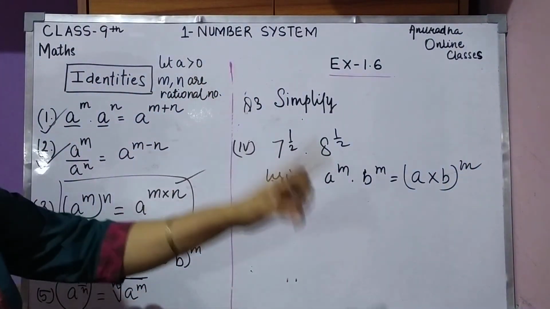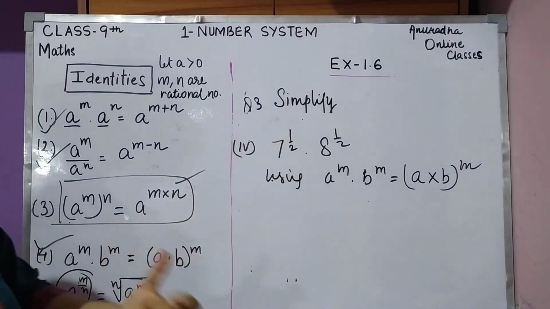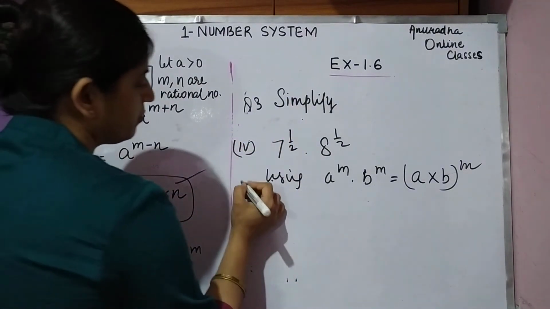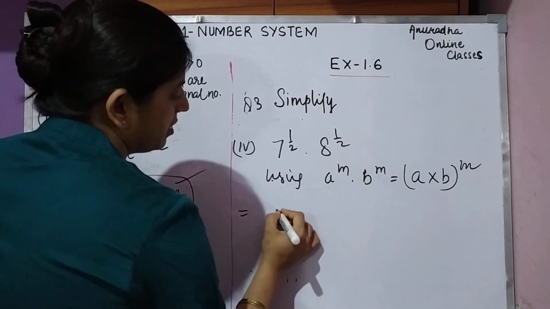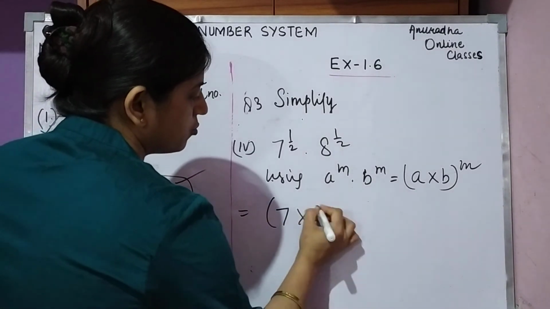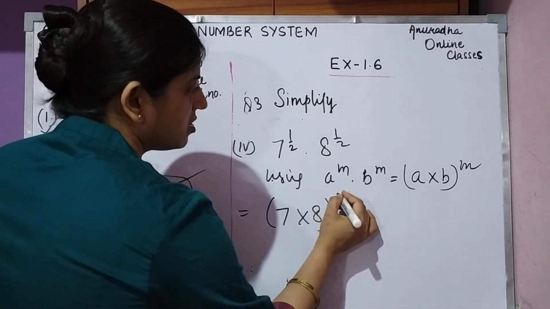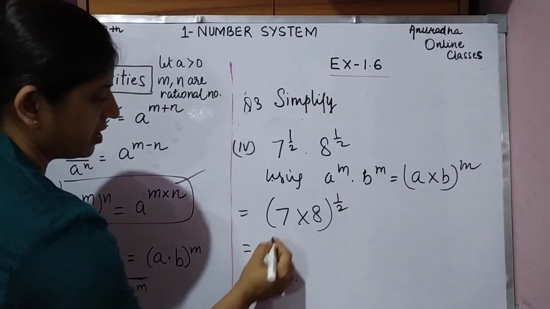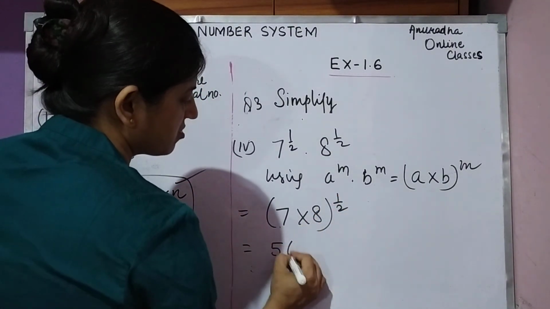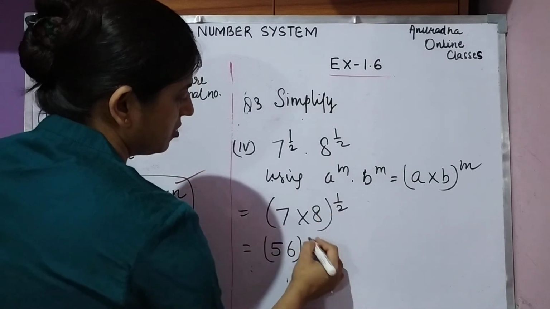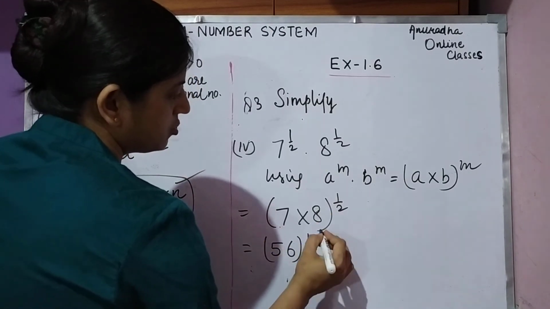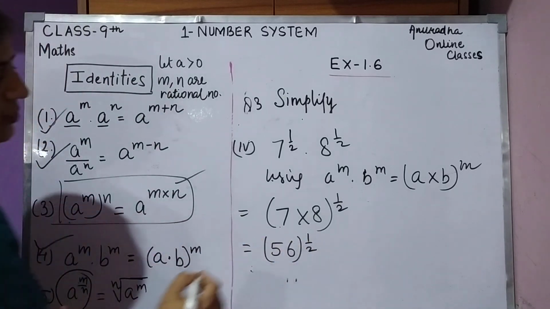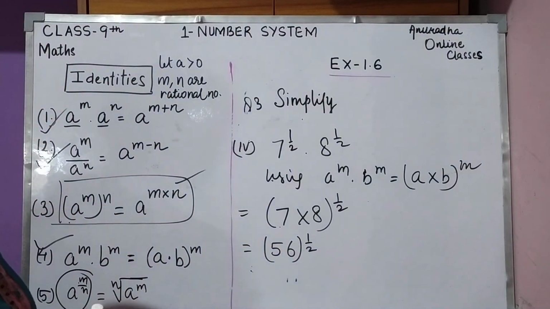Okay, m को हमने कॉमन ले लिया and a and b को मल्टीप्लाई कर दिया. So it will be 7 into 8 and powers are same, so we have taken it common. So it will be 7 8s are 56, 56 to the power 1 by 2. So in this way we can do this.